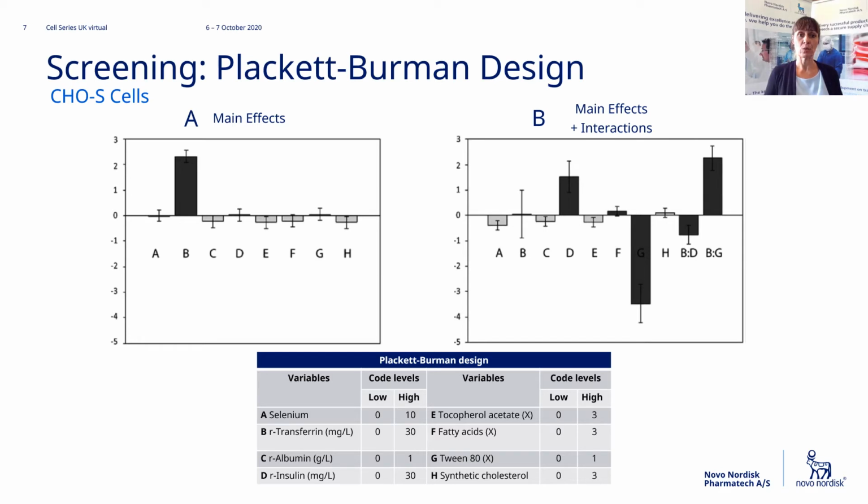The classical approach showed transferrin was the only factor affecting cell growth. That would be on graph A. While the model containing interactions on graph B showed insulin and 2 significant two-way interactions between transferrin and insulin and transferrin and twin AT. Therefore, recombinant transferrin and insulin and twin AT were chosen for subsequent concentration optimization using the Box-Behnken design to optimize the concentrations.